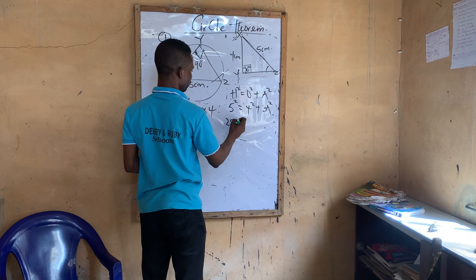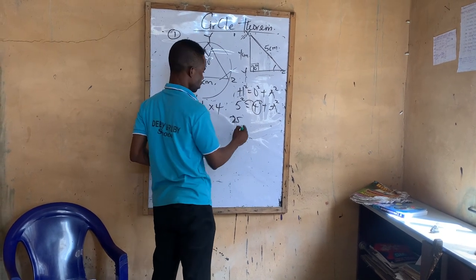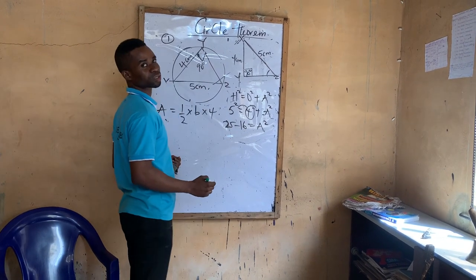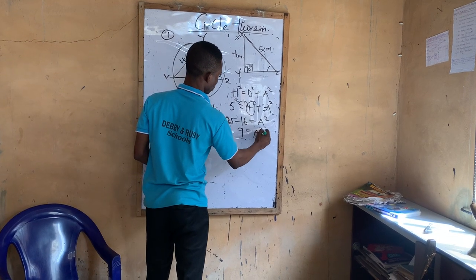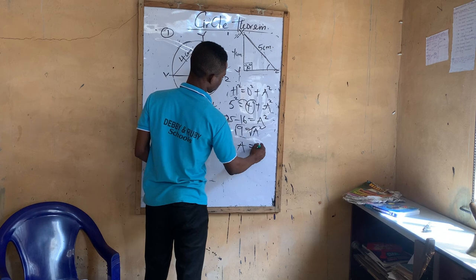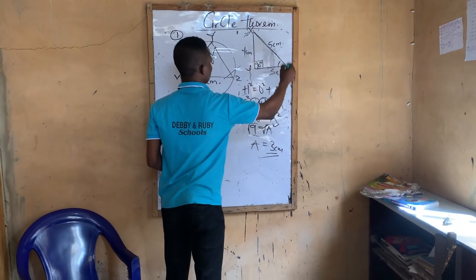That means 25, because 5 squared is 25. If I bring this one here, 4 squared is 16. 25 minus 16 equals a squared. 25 minus 16 is actually 9, so 9 equals a squared. If I square root both sides, the adjacent is 3 centimeters. So the base is 3 centimeters.